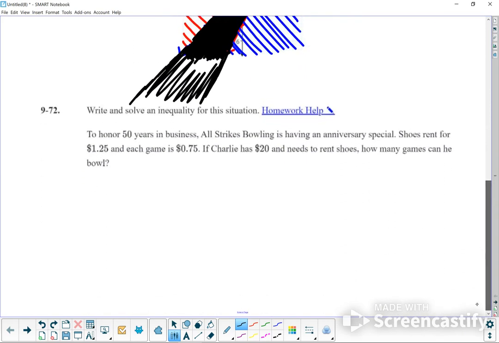Write and solve an inequality for this situation. Okay. To honor 50 years in business, All Strikes Bowling will have their anniversary special. Shoe rentals for $1.25 and each game is 75 cents.